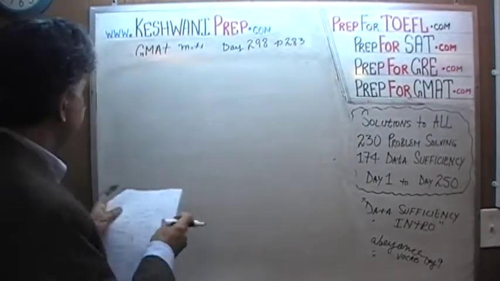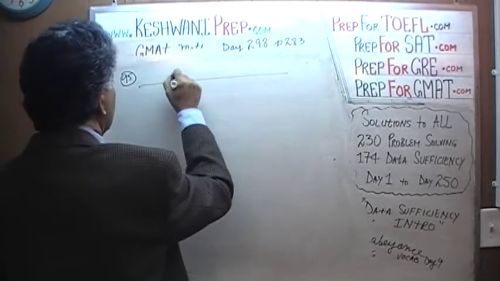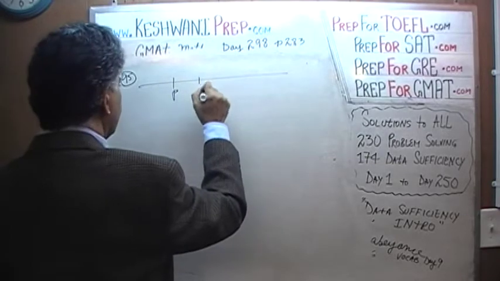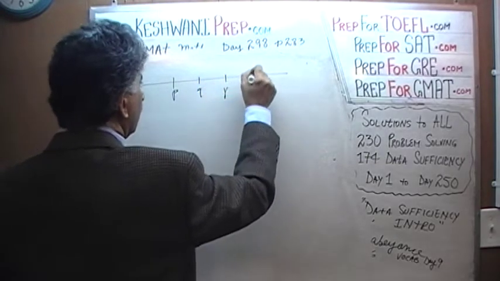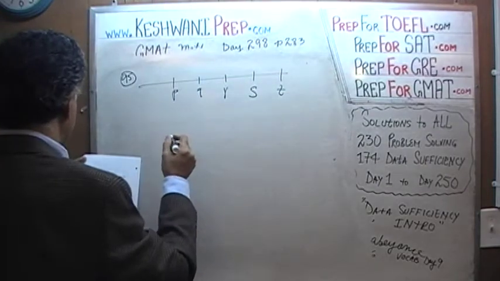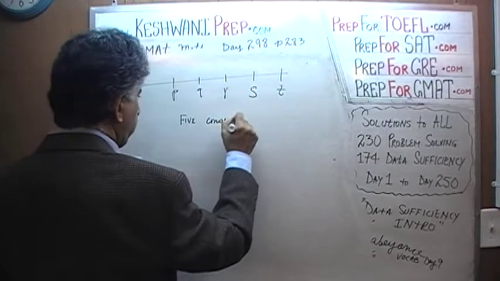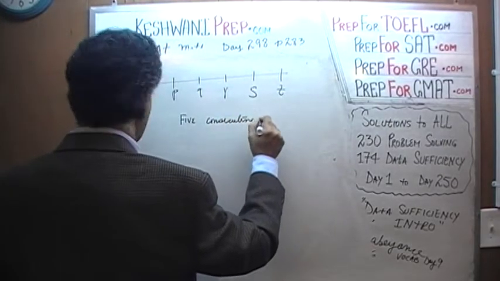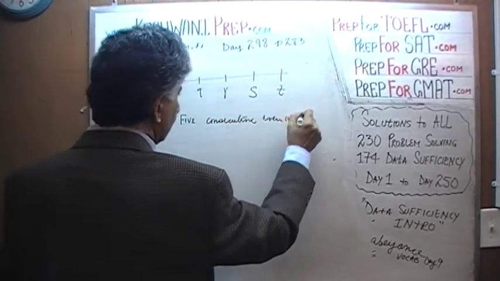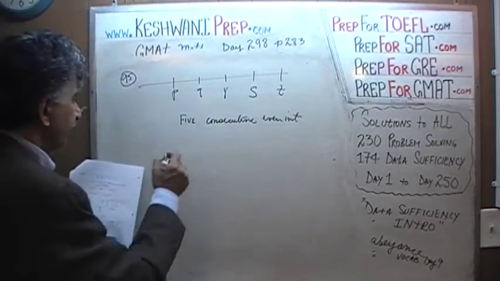Number 95. P, Q, R, S, and T. And we are told that these are five consecutive even integers. That makes our life very easy. Five consecutive even integers. Question is, what's their average?